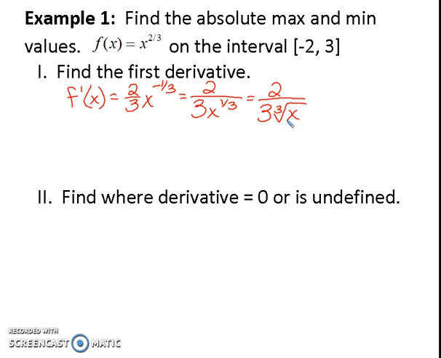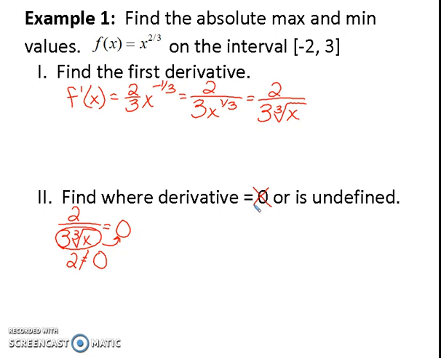So then the next thing you want to look for is where does that derivative equal 0, or where is it undefined? So to find where it equals 0, we would simply set the first derivative equal to 0. To solve that, I would take the denominator, multiply it to the other side, and when I do that, all of this gets multiplied by 0, which means that I just end up with 2 equals 0, which can't happen. So that means that my derivative never equals 0.